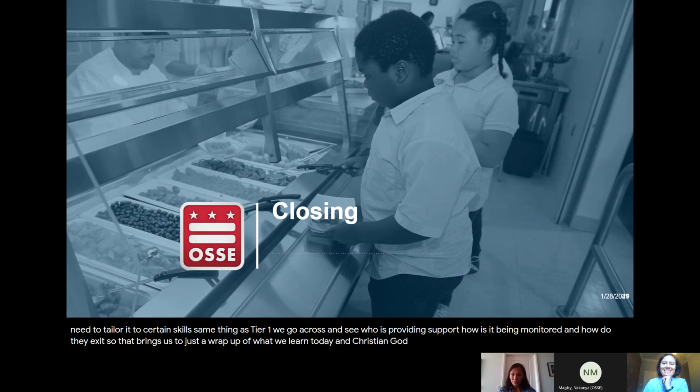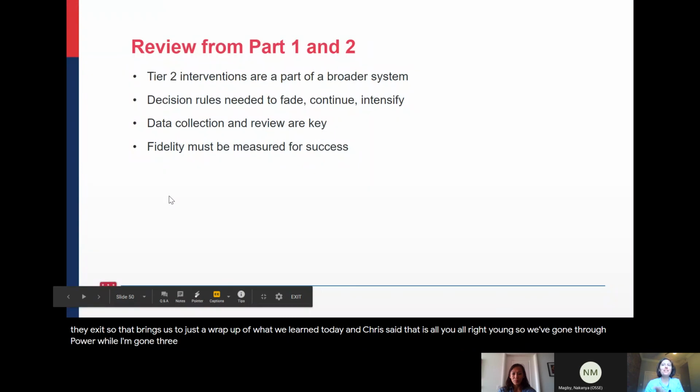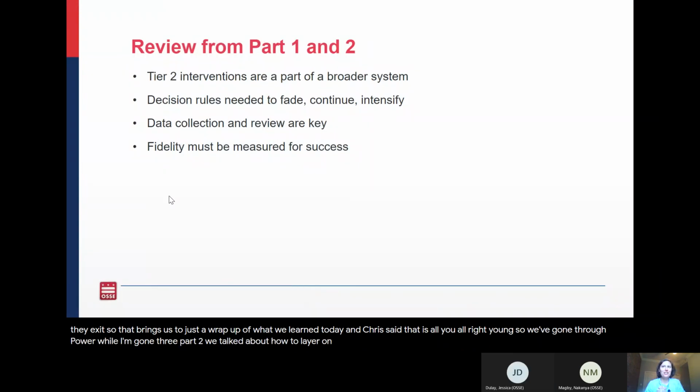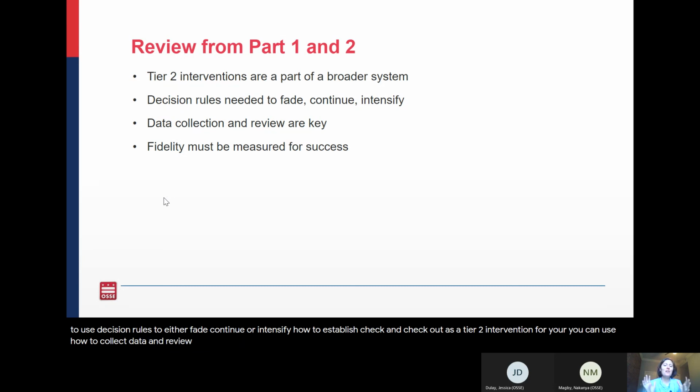And Christian, that is all you. All right, well, so we've gone through part 1, we've gone through part 2. We talked about how to layer on tier 2 as part of a broader system in your MTSS supports for students, how to use decision rules to either fade, continue, or intensify, how to establish check in, check out as a tier 2 intervention for your students, different types of daily progress reports you can use, how to collect data and review, how to build your tier 2 team, and how to use fidelity to measure for success. Woo, that is a lot.